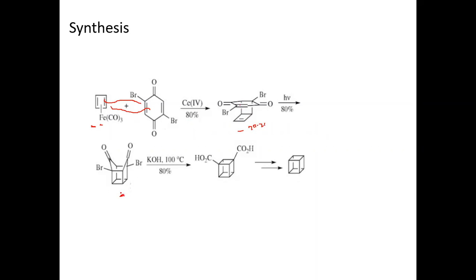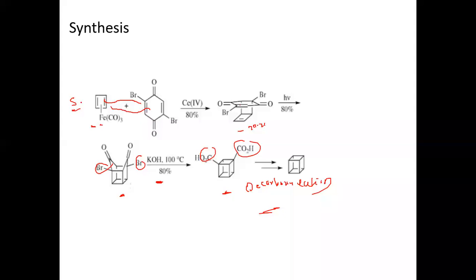We'll get this molecule. This extra thing, this ketone molecule and bromine, will be removed by base hydrolysis. First, bromine atoms will be removed using base hydrolysis. Next, you know that these acids will be removed by decarboxylation reaction. So this is our synthesis. Don't copy this. I will send this PPT to you.